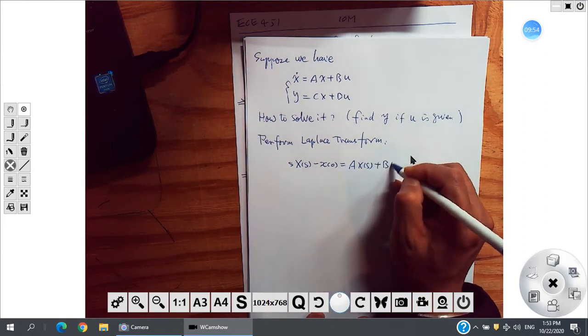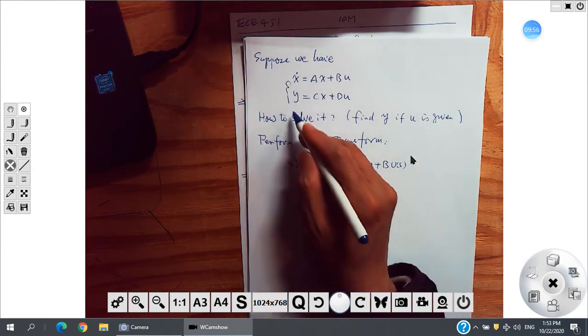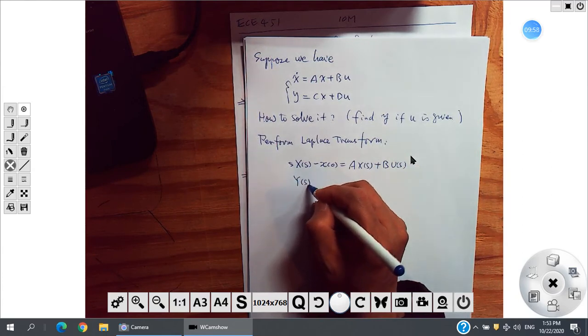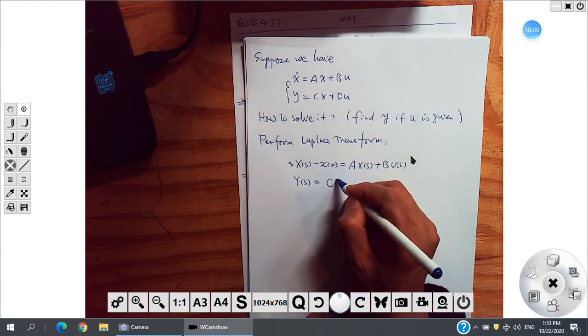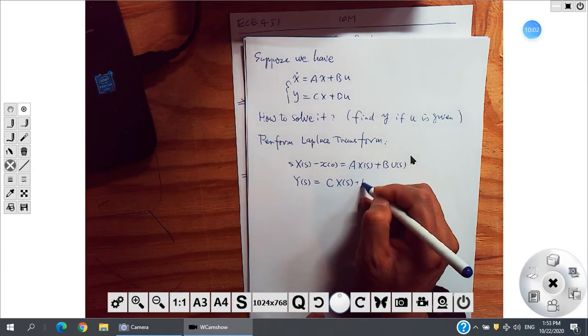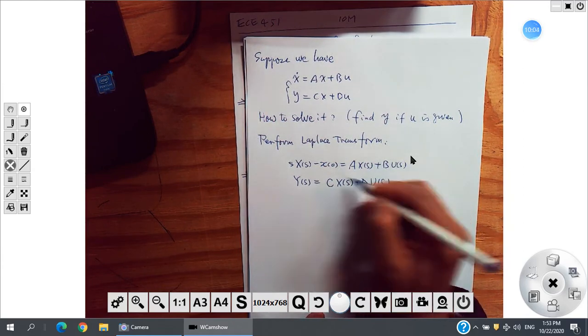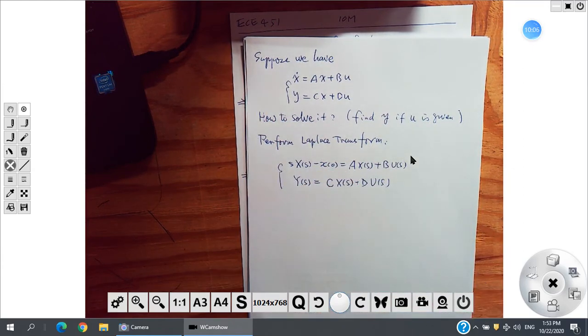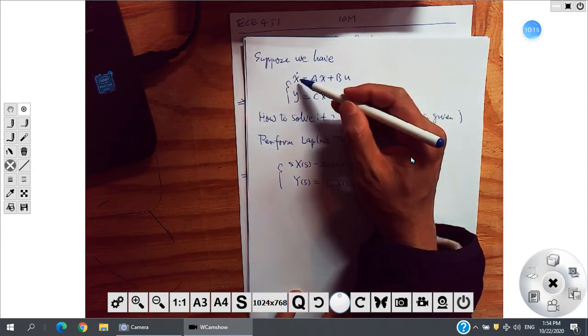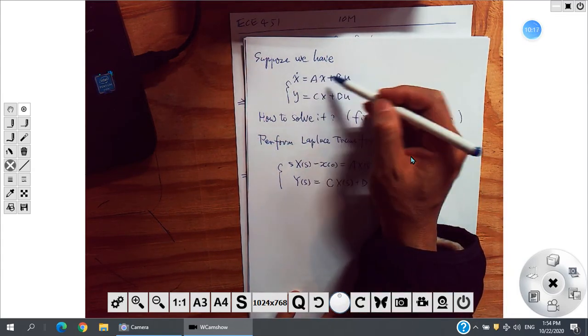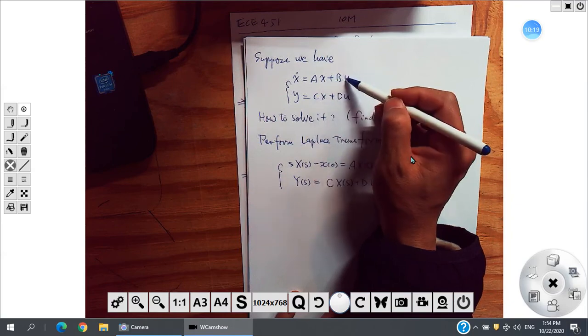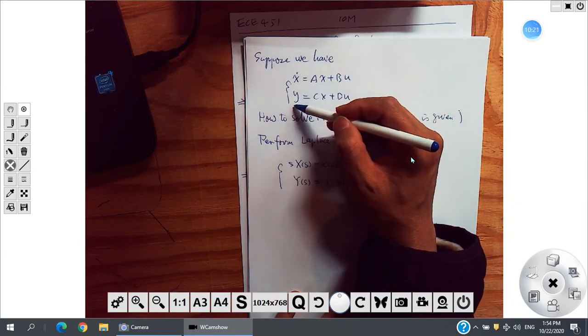this will equal to C x of s plus d u of s. We have these. It looks like almost the same as the single function case, but now they are not single function. X is not a scalar, they are vectors, and u and y might be also vectors.